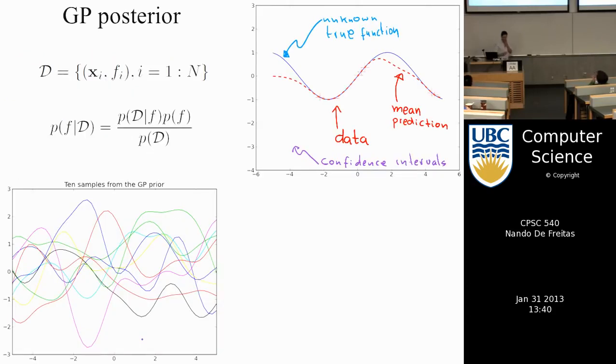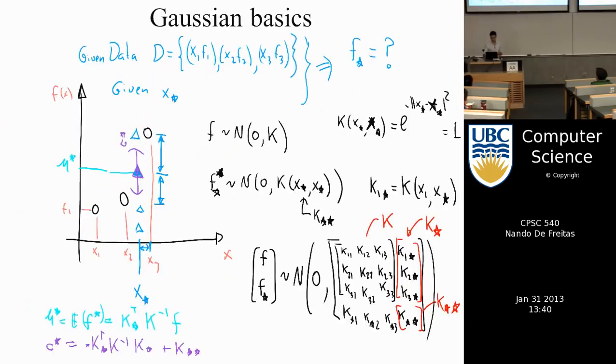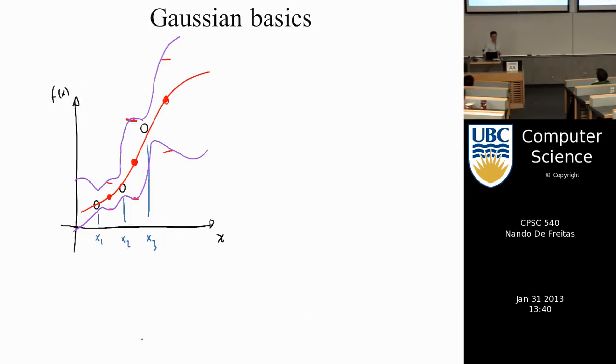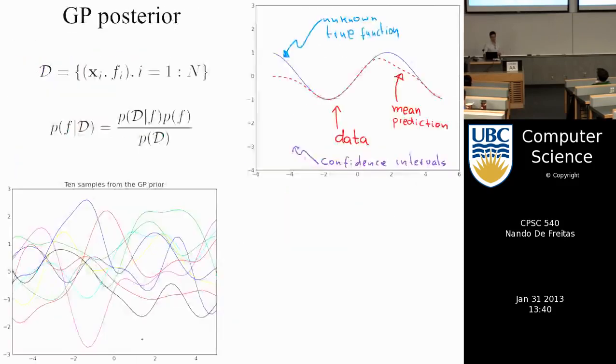Now, the process of making predictions is just like in the drawing. It's just like in this drawing here that we did before. If I want to make predictions, I'm going to have my points, x, f, and then I'm going to try to generate the mean and confidence intervals elsewhere.